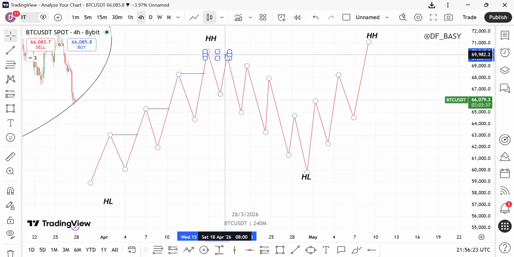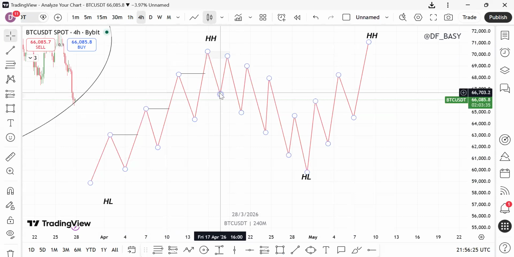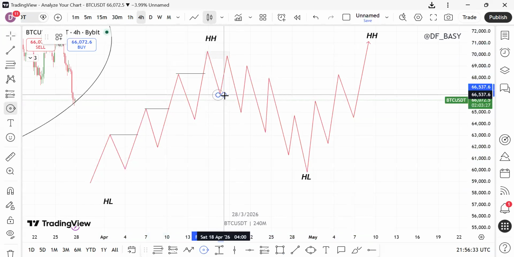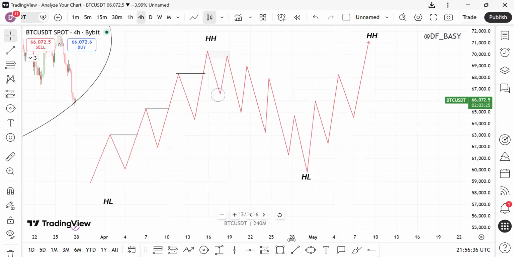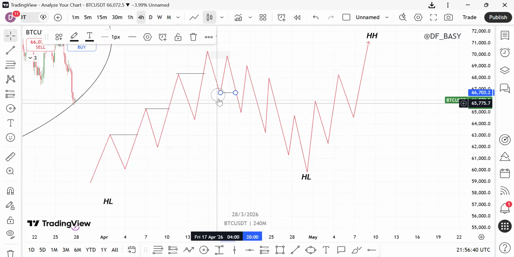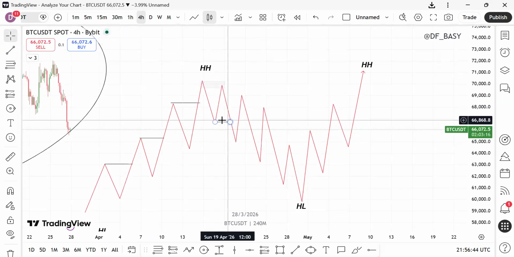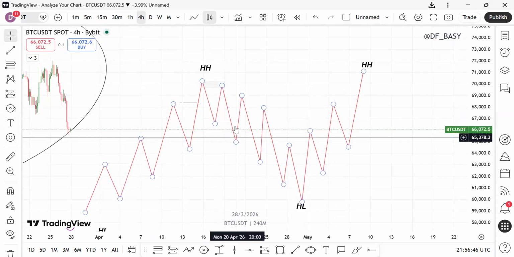After tapping it, what happens? It comes back down and breaks this low. This is the recent higher low which it created. It comes back down and breaks that. And once it breaks that, what do you call this move here? It's called a change of character.